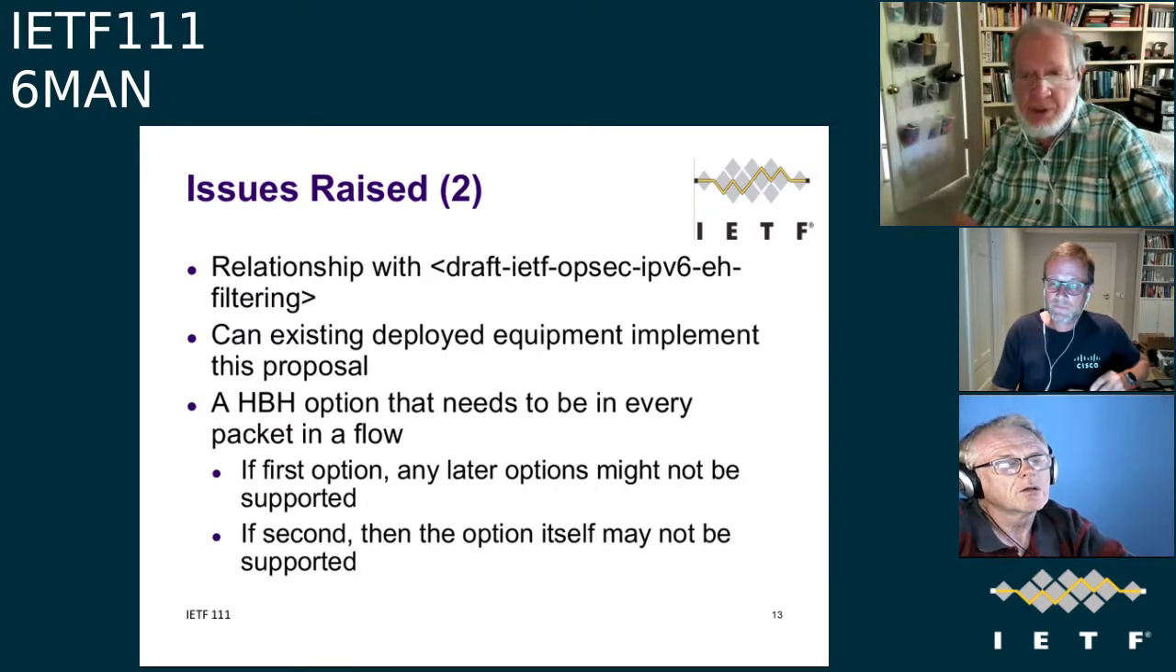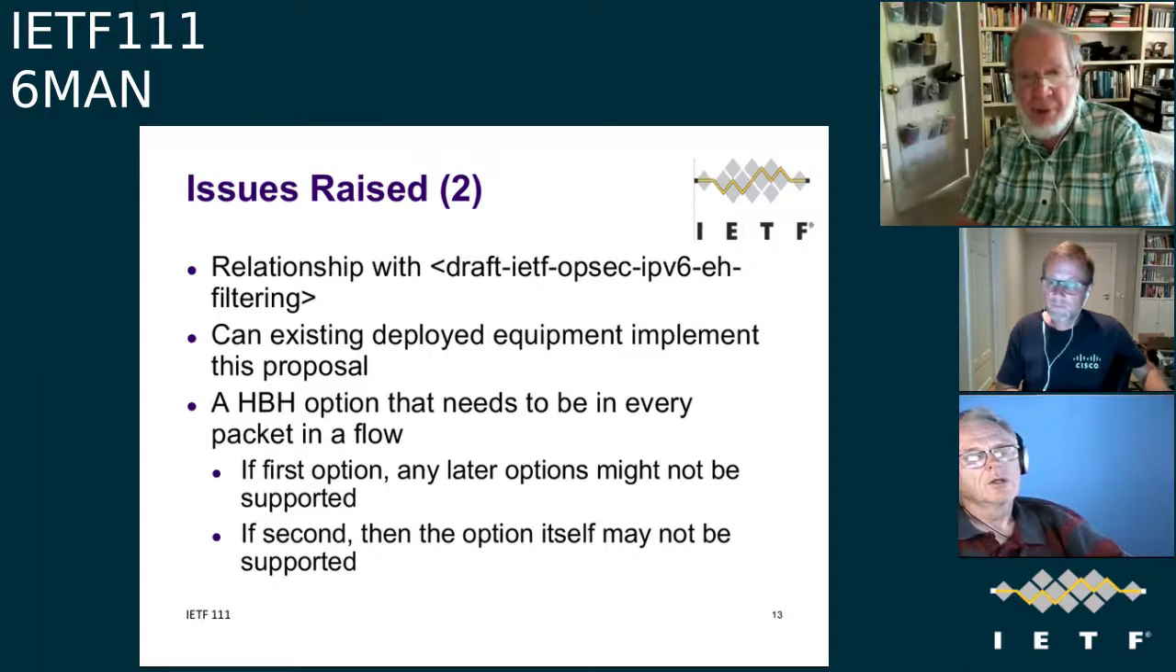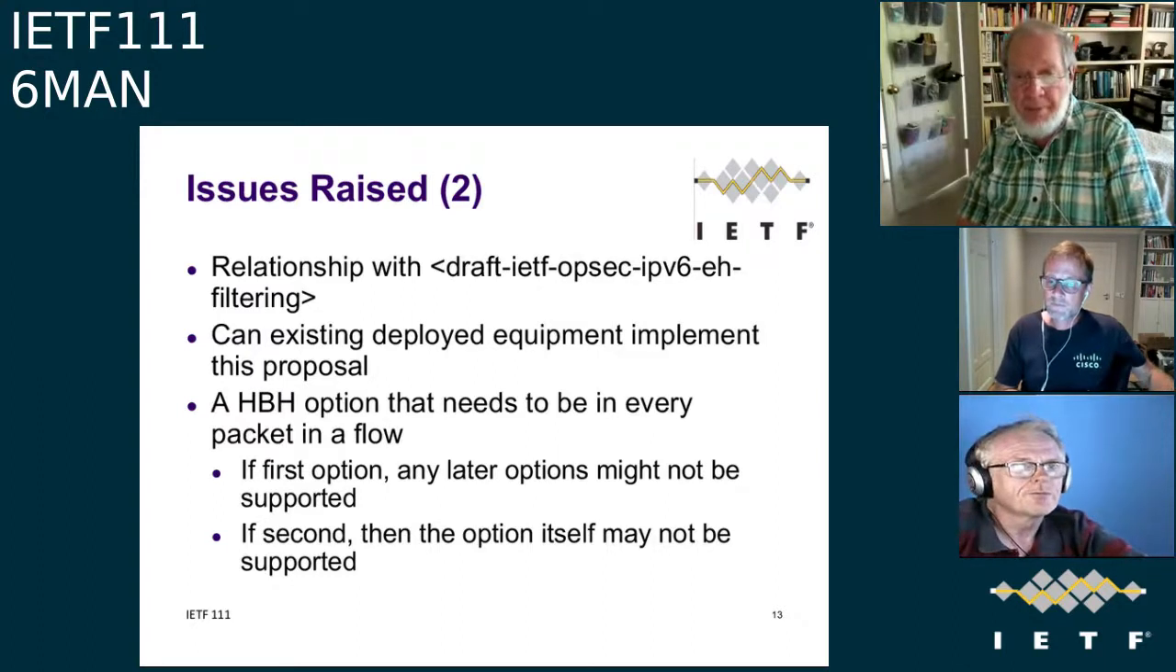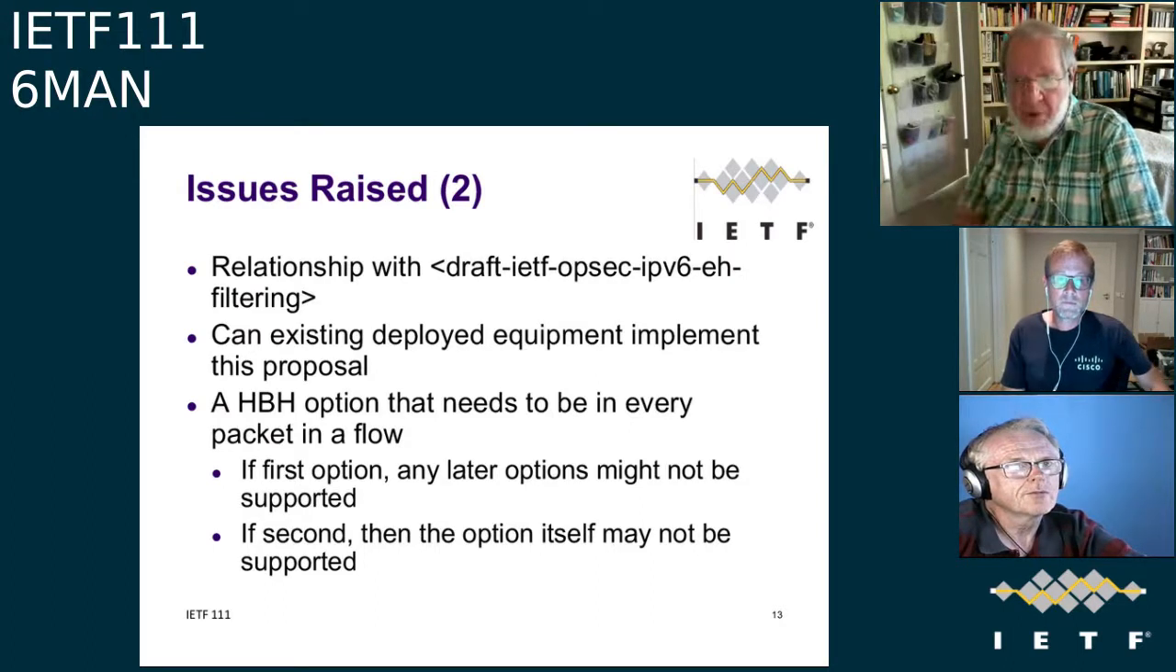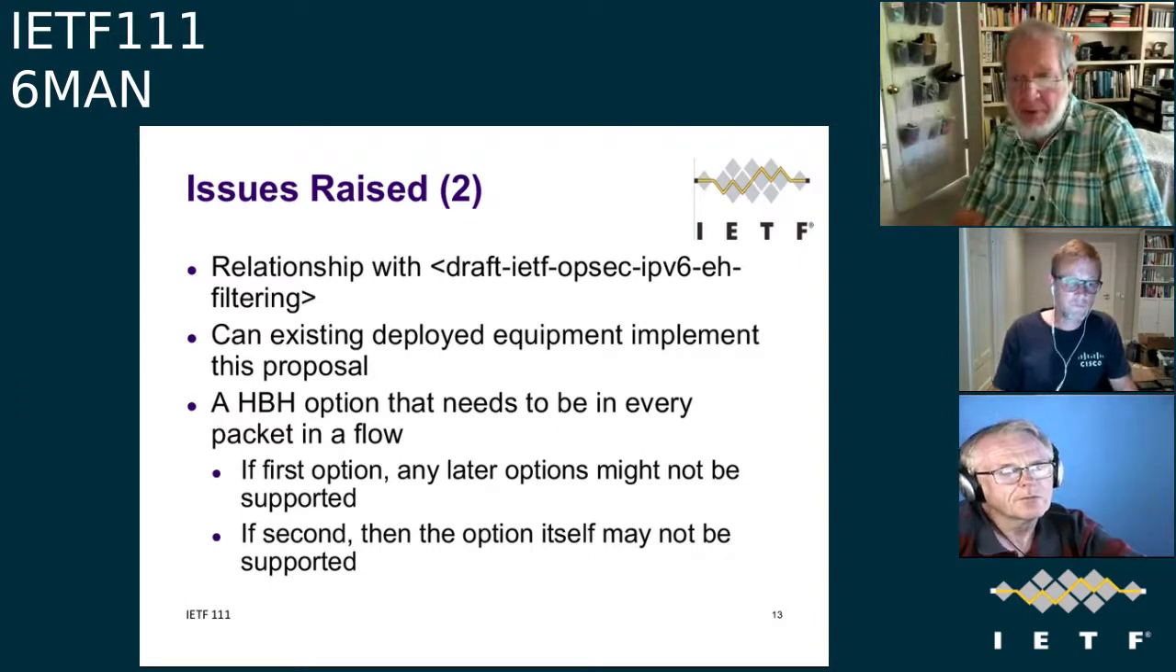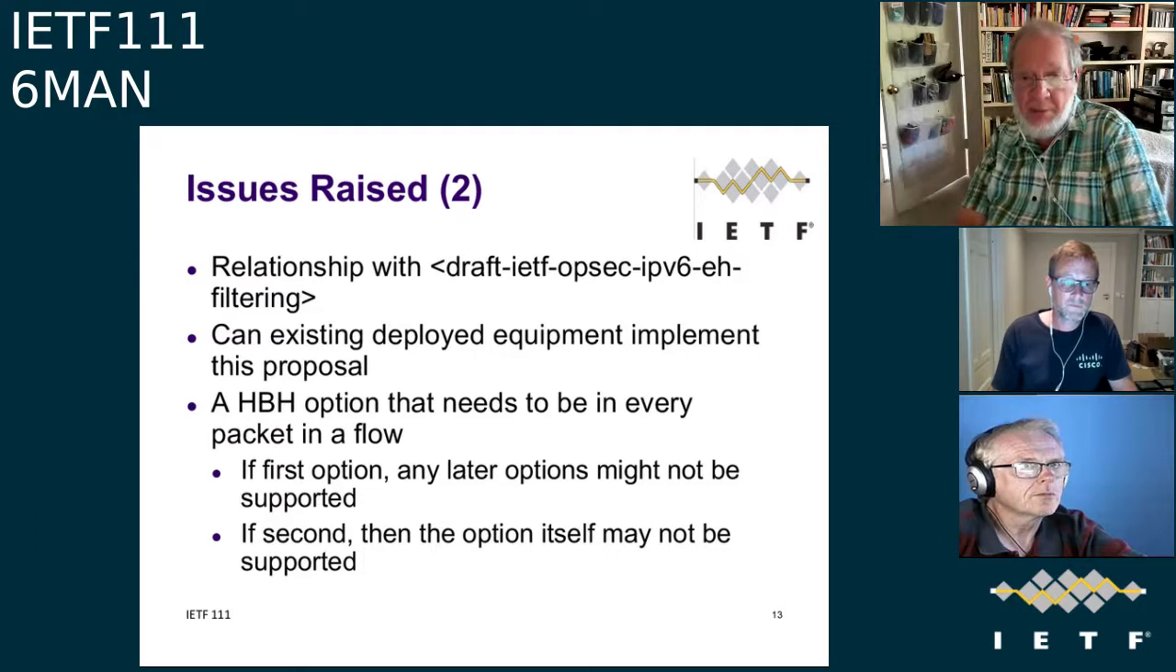There was a question about the relationship between OPSEC and IPv6 extension header filtering. This is an informational draft in v6ops. If what we're proposing is adopted, I think we should probably talk to v6ops about the relationship. And a question, which we've somewhat talked about: can existing deployed equipment implement this proposal? Probably not. I think this is really focused on revised equipment, updated equipment, which does happen. We're not expecting that publishing an RFC is going to change the deployed base.